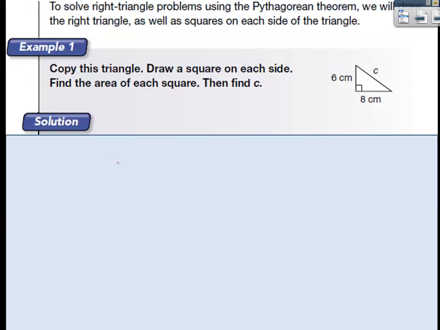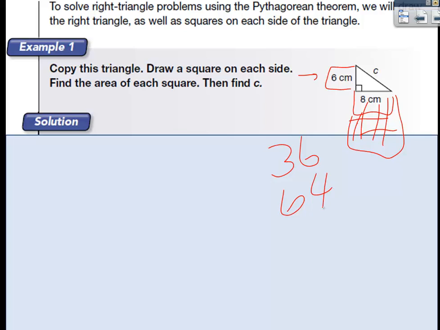Okay, so to solve a right triangle problem using the Pythagorean theorem, we will draw the right triangle as well as squares on each side. Now, you don't have to do this normally, but we're going to do it just to help us out. So you draw a square like that, and you draw one like that. How many squares are going to be in this top one right here? It's going to be 6 times 6, so that's 36, right? And down here we're going to have 8 times 8, that's going to be 64. Then we can add these two together, can't we? Because it told us that in the last slide. We add the two legs together. So we got 36 plus 64 equals 100.